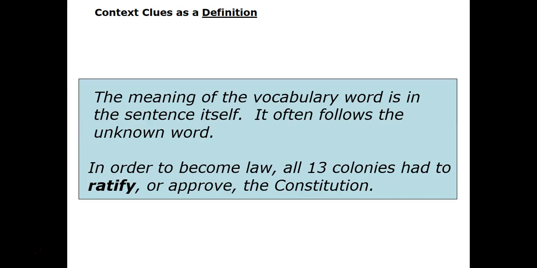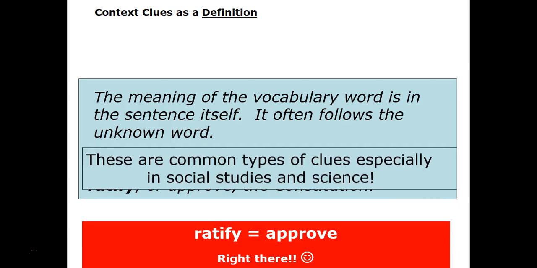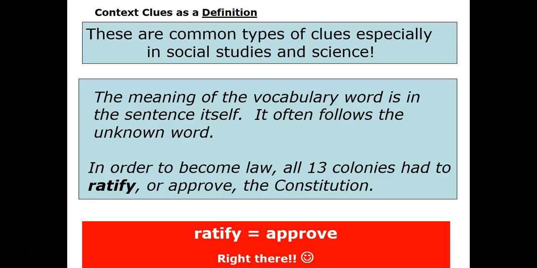Sometimes they give you the whole definition. So the meaning of the vocabulary word is in the sentence itself. It often follows the unknown word. So here's an example. In order to become law, all 13 colonies had to ratify or approve the Constitution. So when it says ratify, then comma, or approve, approve is actually the definition of ratify. It's right there. These are common types of clues, especially in social studies and science, like in those factual texts. A lot of times they use that kind of context clue.